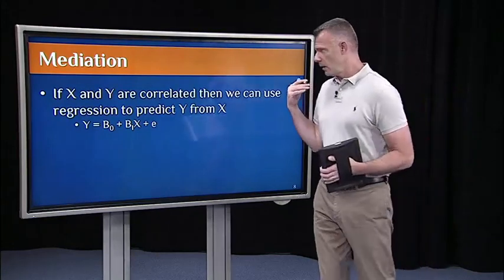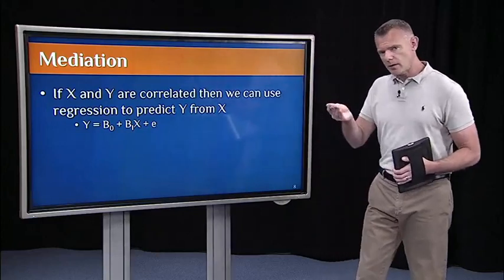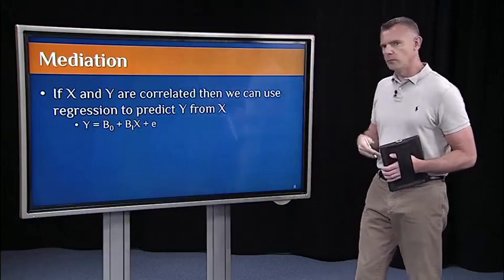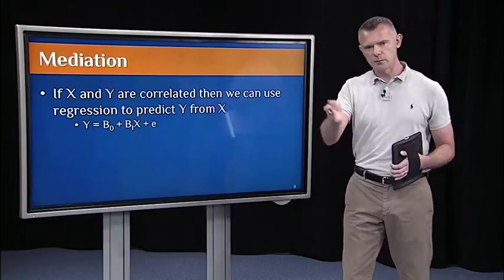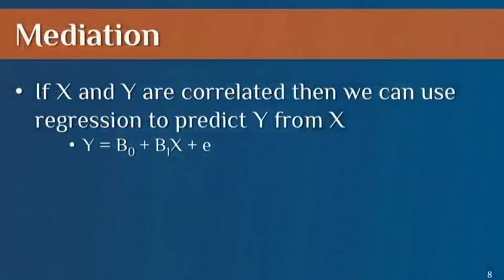So remember, if two variables are correlated, x and y, then we can do regression. We can use scores on x to predict scores on y.